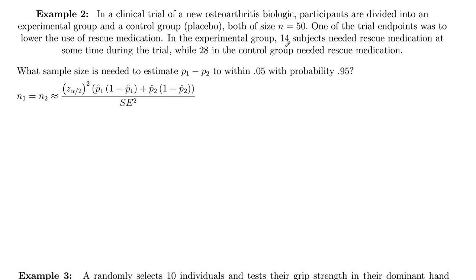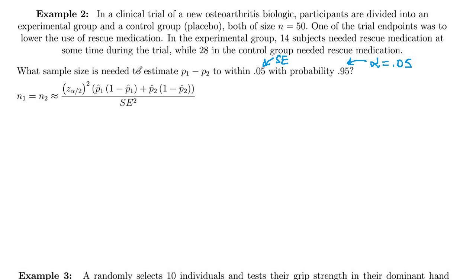So in the experimental group, 14 subjects needed rescue medication at some time during the trial, and then 28 in the control group needed rescue medication. We want to know what sample size is needed to estimate the difference in proportions to within 0.05 with probability 0.95. So 0.05, that is your sampling error. And then 0.95, that is telling us that alpha is equal to 0.05.